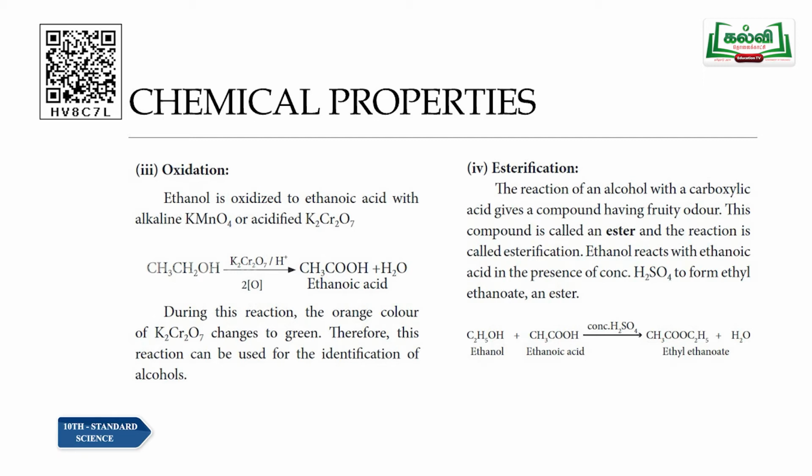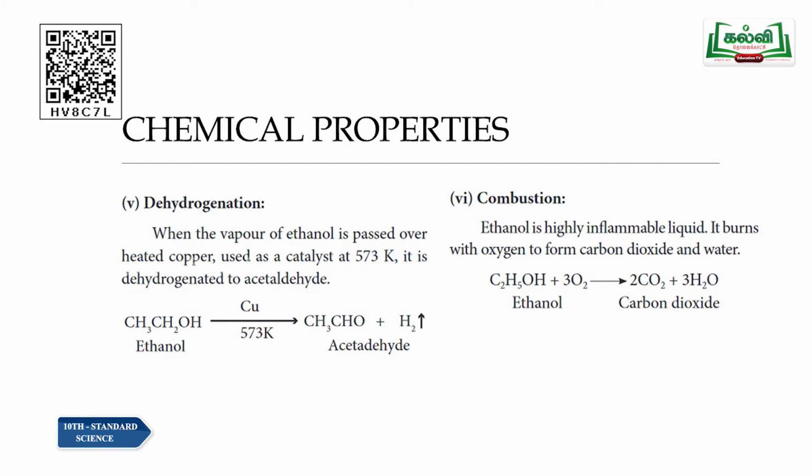When ethanol reacts with ethanoic acid or acetic acid in the presence of concentrated sulfuric acid, ethyl ethanoate is formed with water. Ethyl ethanoate is the ester which gives a fruity odor. So, the reaction here is between the functional groups OH of alcohol and the carboxylic acid COOH. A water molecule is removed and a new functional group, that is the ester group represented by COO, is formed in this reaction. The next reaction is dehydrogenation.